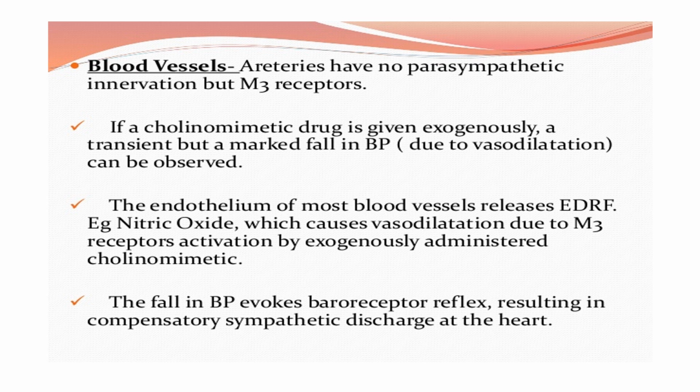Okay, this is what happens with the blood vessels. Important point is blood vessels as such have no cholinergic innervation, but the endothelium has M3 receptors. So when we give acetylcholine exogenously, these M3 receptors are activated, EDRF and nitric oxide are released, vasodilation occurs, and BP falls. Okay, this is what happens with blood vessels in the cholinergic system.